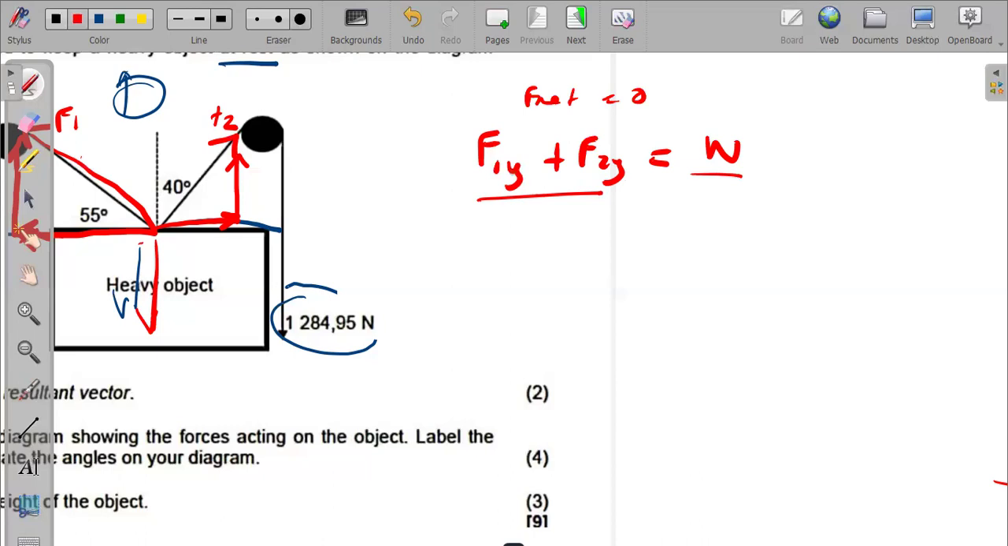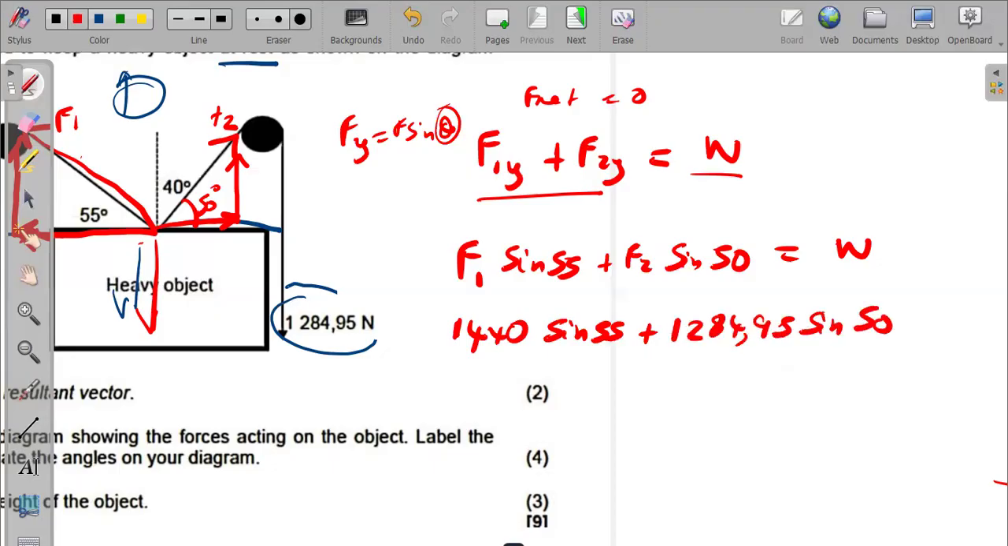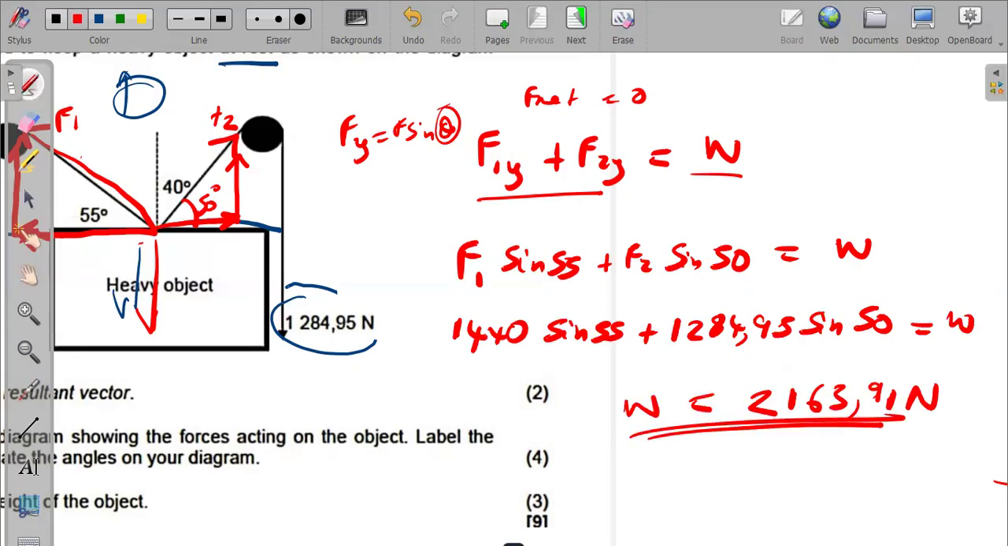Now, how do we find F1Y? F1Y is equal to F1, the 1,440 Newton, multiplied by sine 55, given by F vertical: Fy equals F sine theta, where theta is the angle to the horizontal. Right? So in our case, we can say F1 sine 55 plus F2 sine 50 is equal to the weight, right? So we can substitute 1,440 plus 1,284.95 sine 50 is equal to our weight. That on the calculator, we get to 2 decimals. It's one way of doing it.